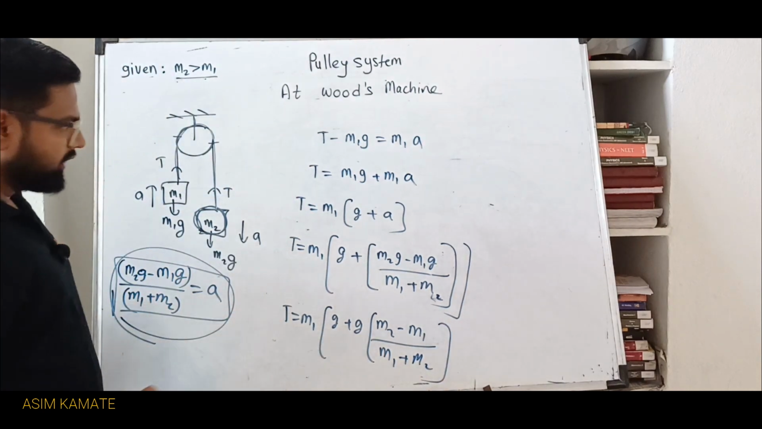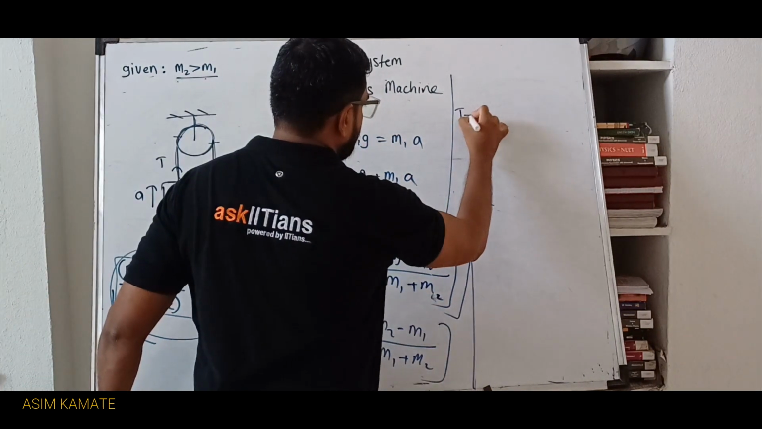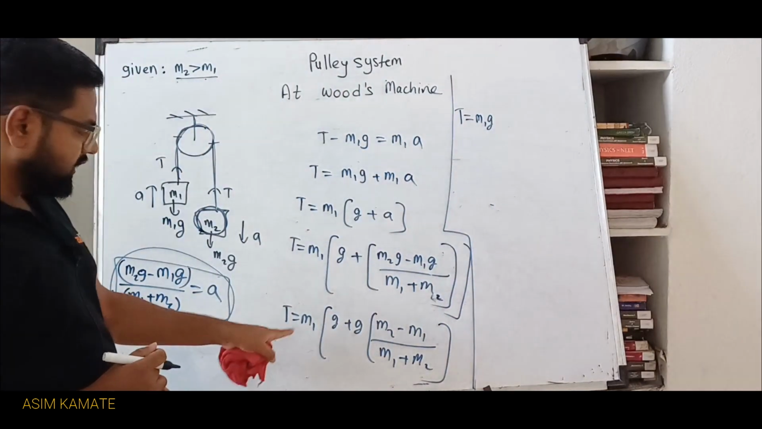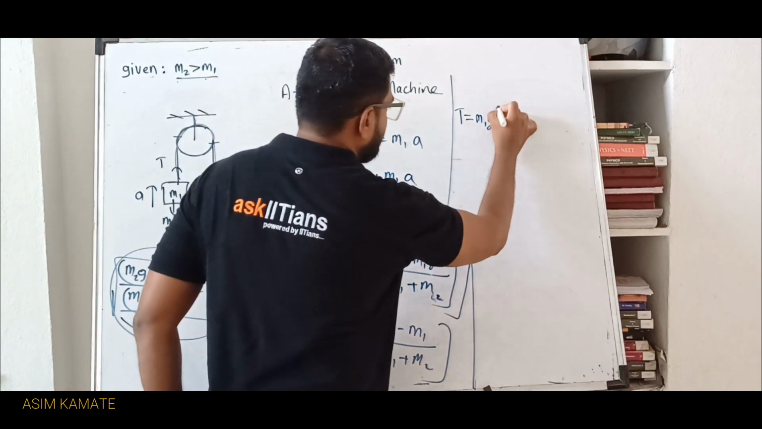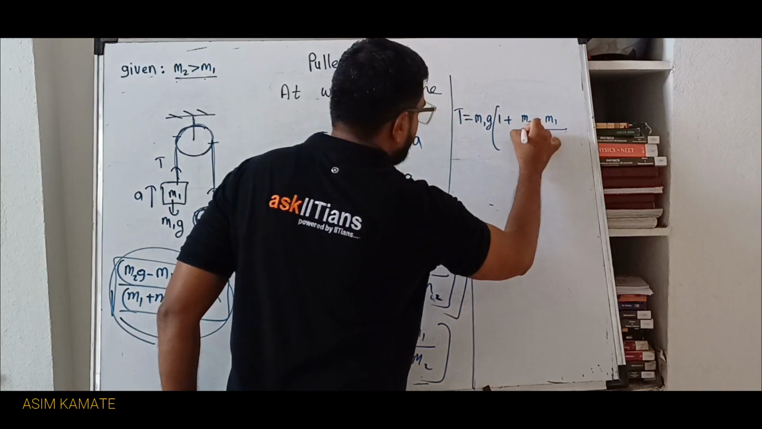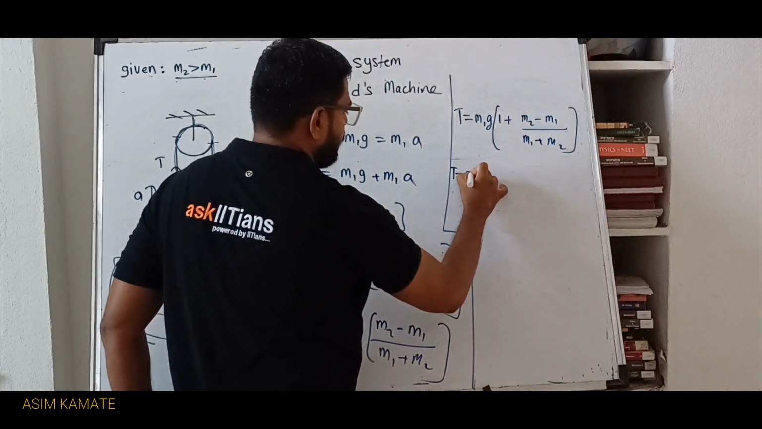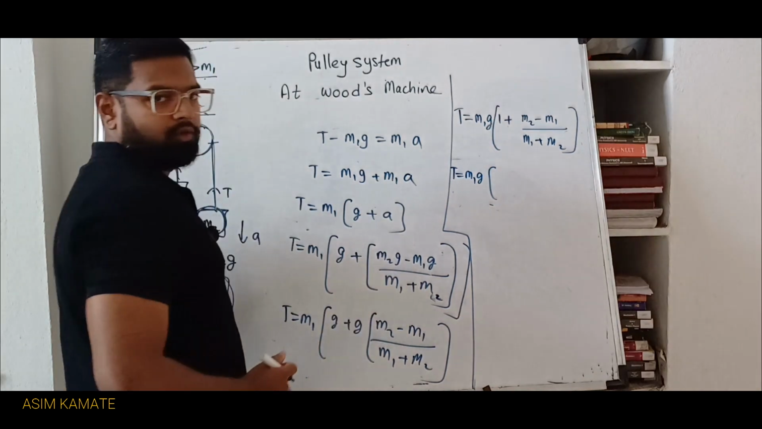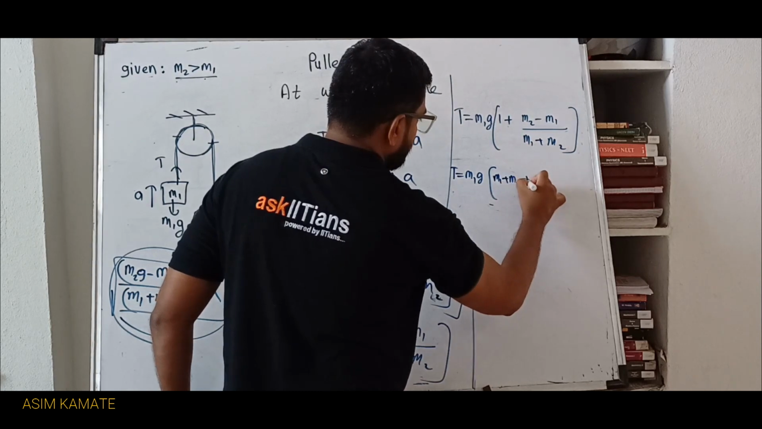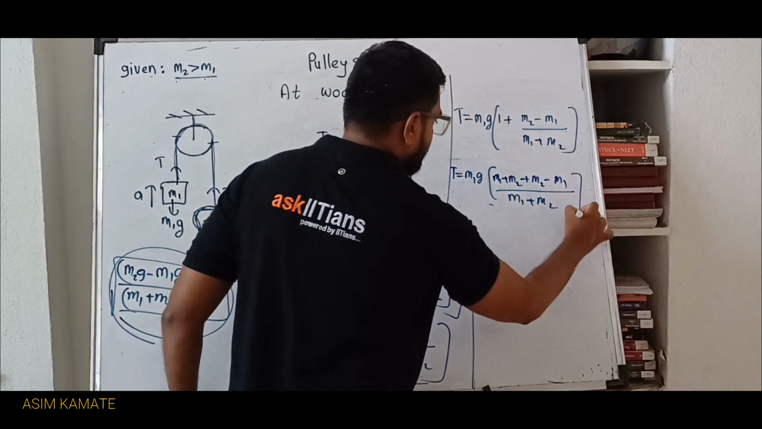Now we will take the g common from that. So it will look somewhat like this. Just pay attention. T as it is, you will get m1g common from that. I have just taken the g common. So what will remain here? It will remain 1 plus m2 minus m1 upon m1 plus m2. Is it right? So T is equal to m1g, and I will just shift this value here. How will it look? m1 times m1 plus m2 plus m2 minus m1, upon m1 plus m2.